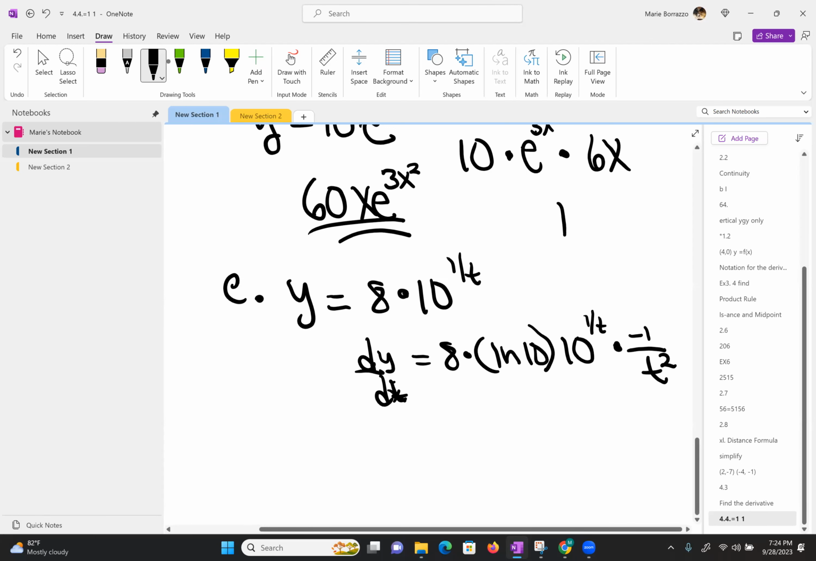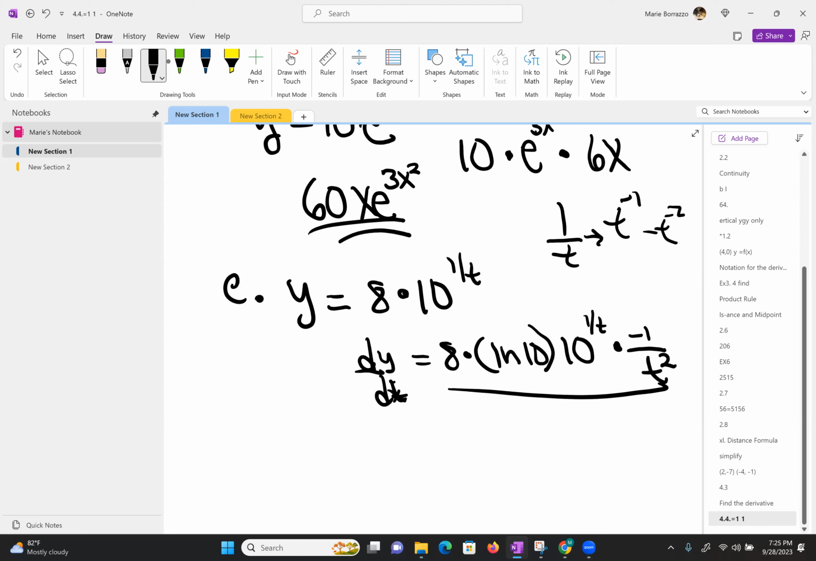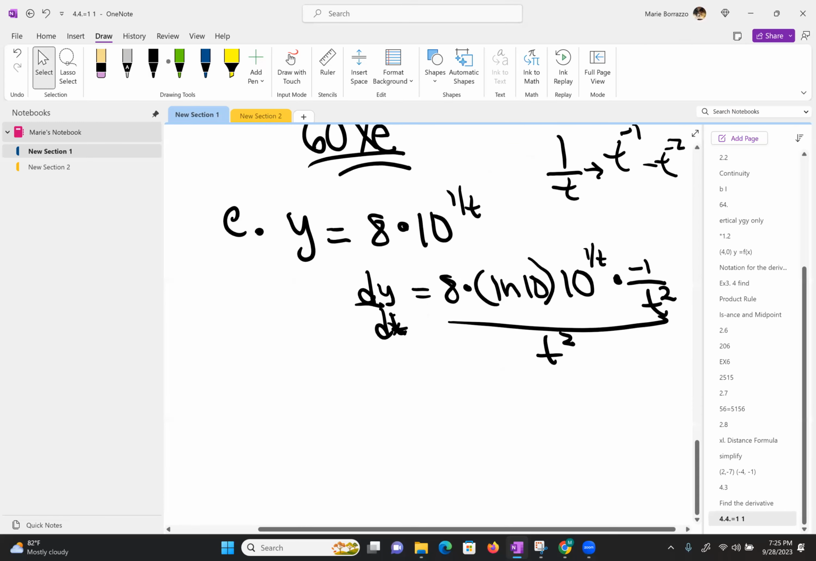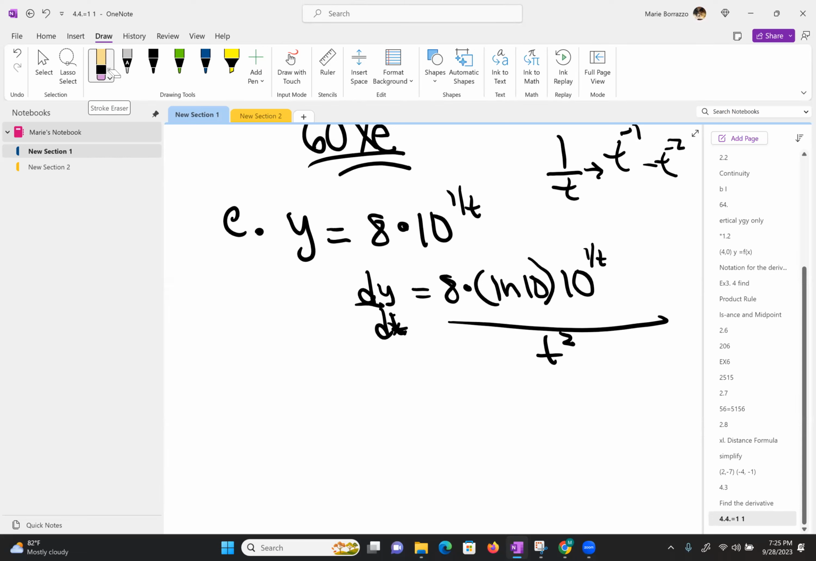Remember, the 1 over t, that has to become t to the negative 1. And if you multiply, you get negative t to the negative 2. That's why negative 1 over t squared. Okay, and all of this over t squared. So final answer actually is going to end here, just like that.